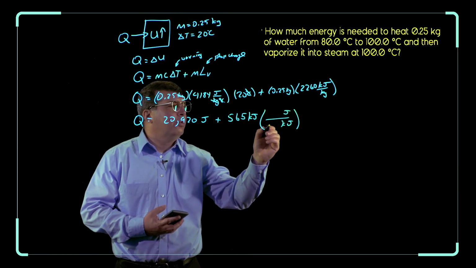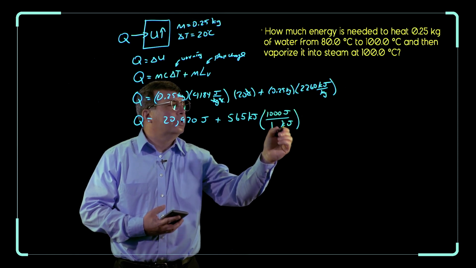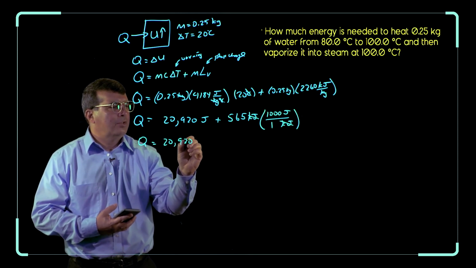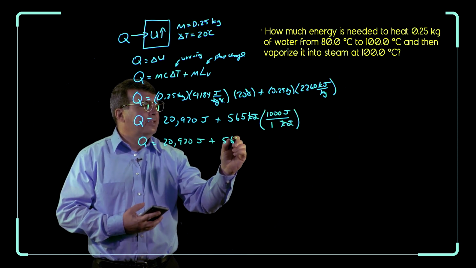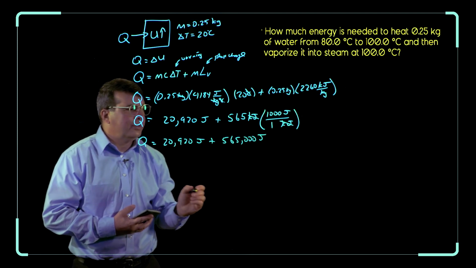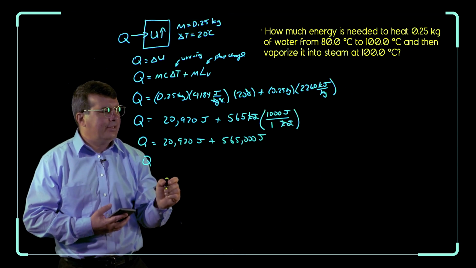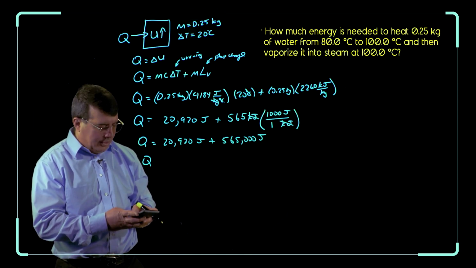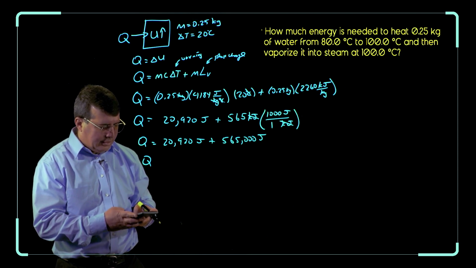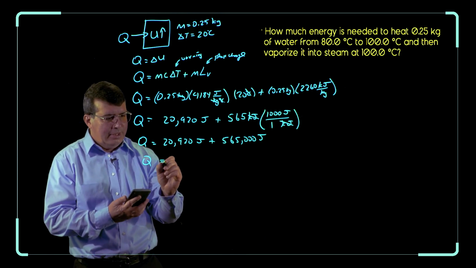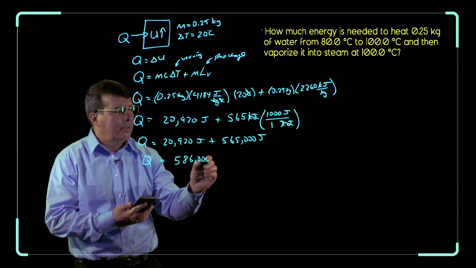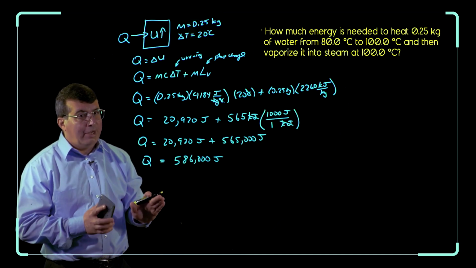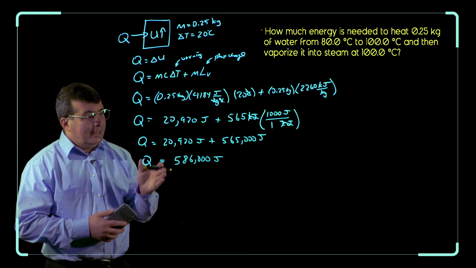Kilojoules in the denominator, joules in the numerator. 1 kilojoule is 1,000 joules. Cancel off my kilojoules. And so my heat is 20,920 joules plus 565,000 joules. So now that I have joules and joules, I can add these two numbers together. 20,920 plus 565,000, and I'm going to round off to the nearest thousand. That is going to be 586,000 joules. So be careful about your kilojoules and your joules. If you add two numbers together, they all have to be in the same units. And so that is the answer that we were looking for.